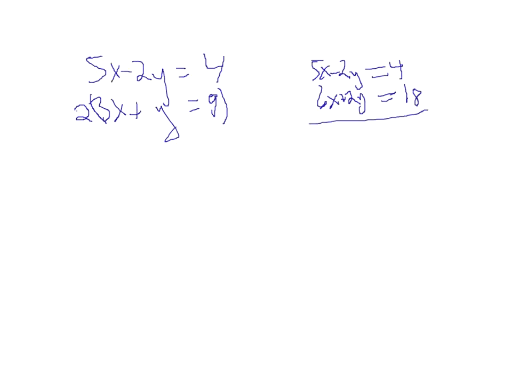Then when I add them together, I end up with 11x. The negative 2y and positive 2y make 0, so I now have just one variable, and I end up with 22. So x equals 2. Okay? And then I can figure out what my y is from there.